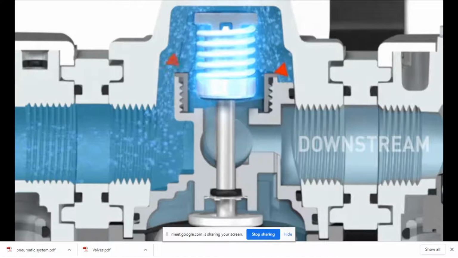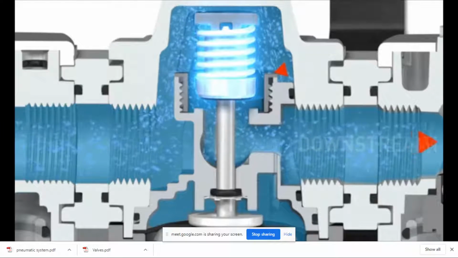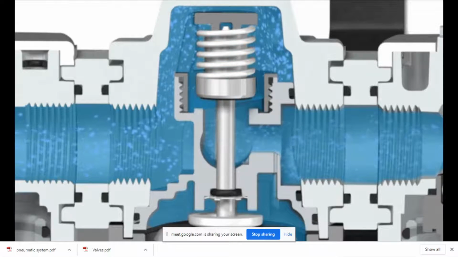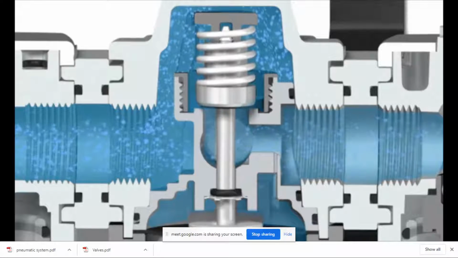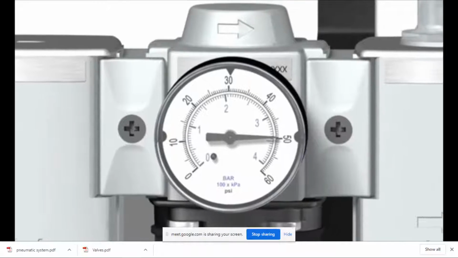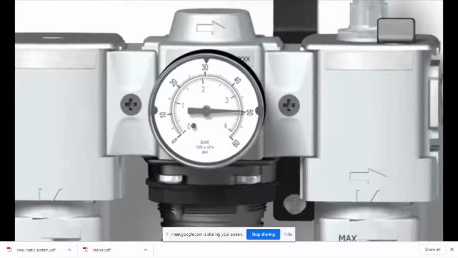for the higher pressure upstream to flow downstream. This continues until the pressure in the system reaches the regulator's set pressure. At this point, the poppet or internal valve closes until there is a new downstream demand. It is also common to have a pressure gauge on a regulator so the user can monitor downstream pressure.